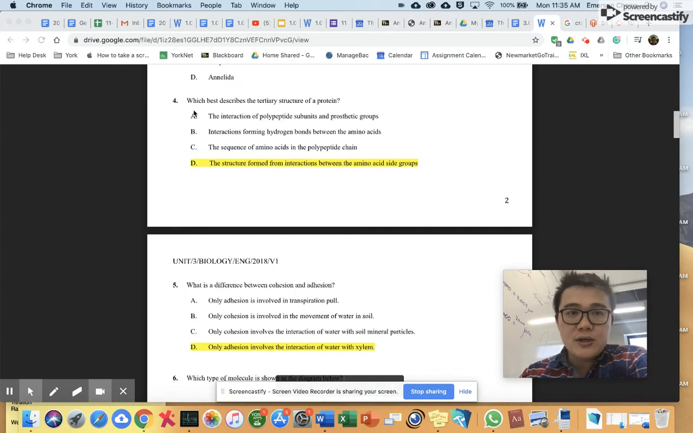Number four, which best describes the tertiary structure of a protein? The answer is D, because in tertiary structure you are talking about the amino acid side chains. If you're talking about interaction between hydrogen bonds, that is the secondary structure. The sequence of amino acids is the primary structure. Prosthetic groups, like the heme with the iron ion, would be the quaternary structure. So in this case, this one is the tertiary structure.